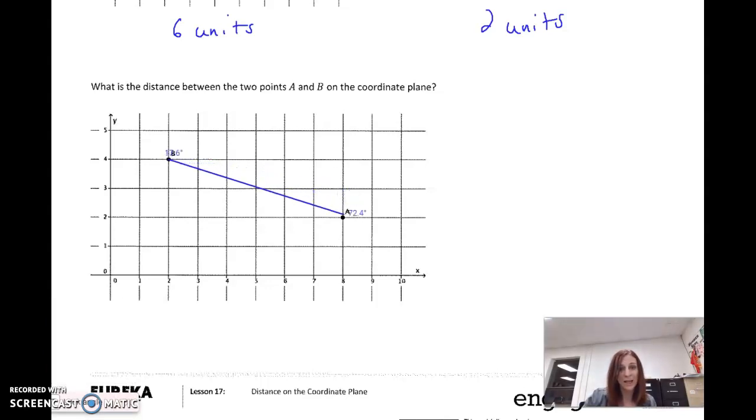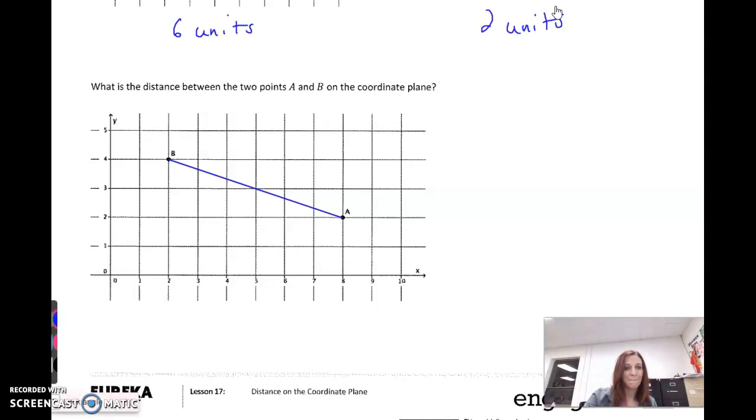What is the distance between A and B? Can I count somehow? 1, 2, 3, 4, 5, 6. Does it work? Is that 6? No, they're not the same, right? Can I measure it? What unit is it going to be in? Unfortunately, not quite as easy as the first two. But fortunately, we can create something here. We can draw a figure on here that will allow us to find the distance between these 2 points using something we already know how to do.